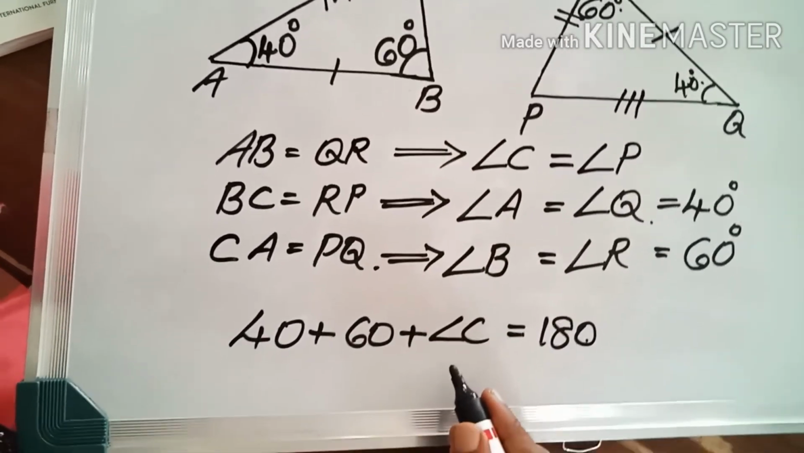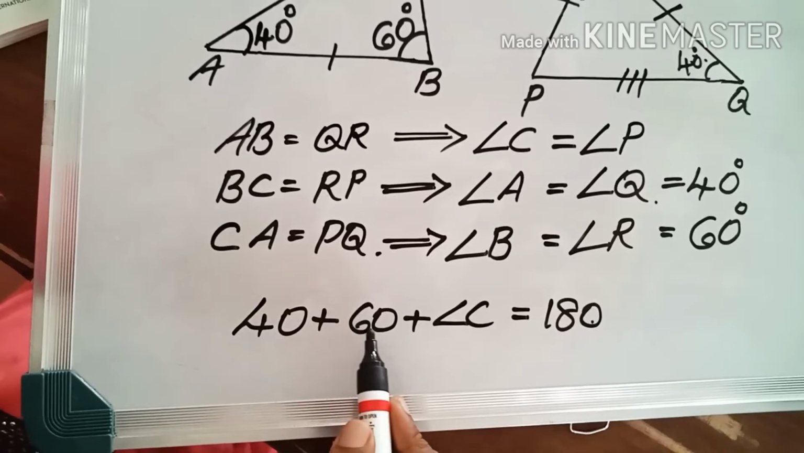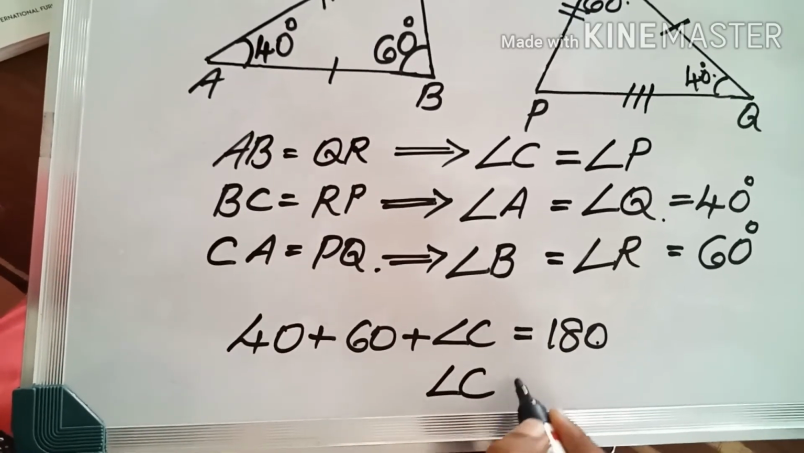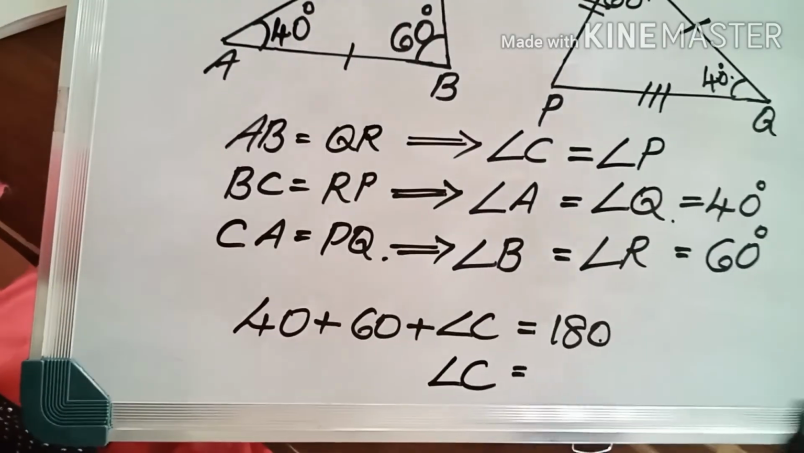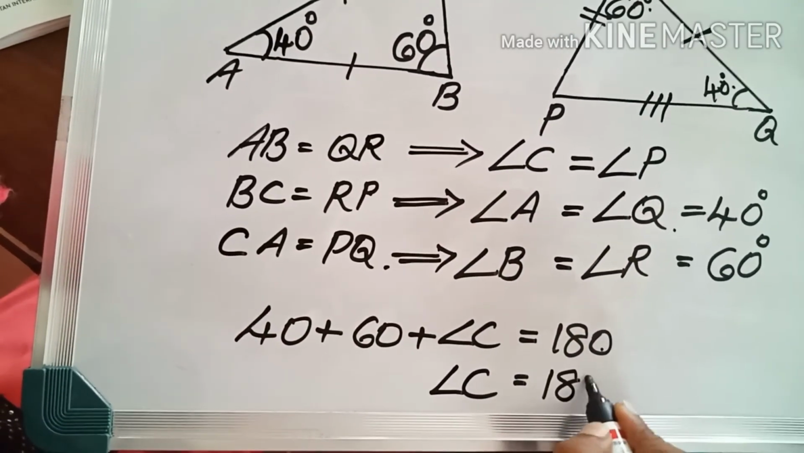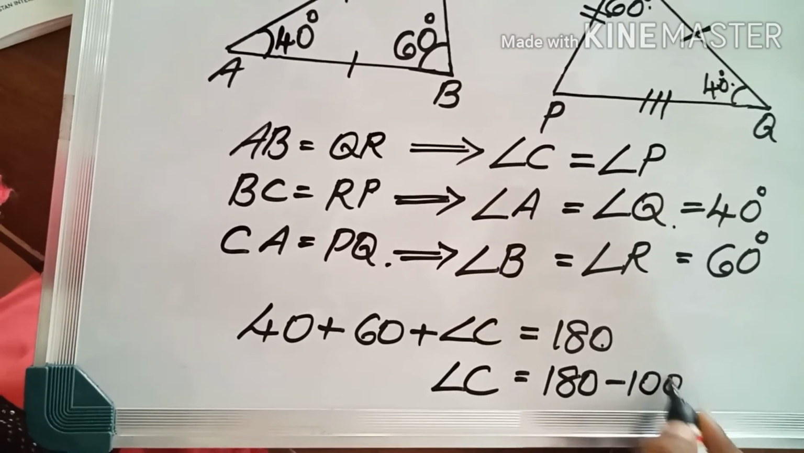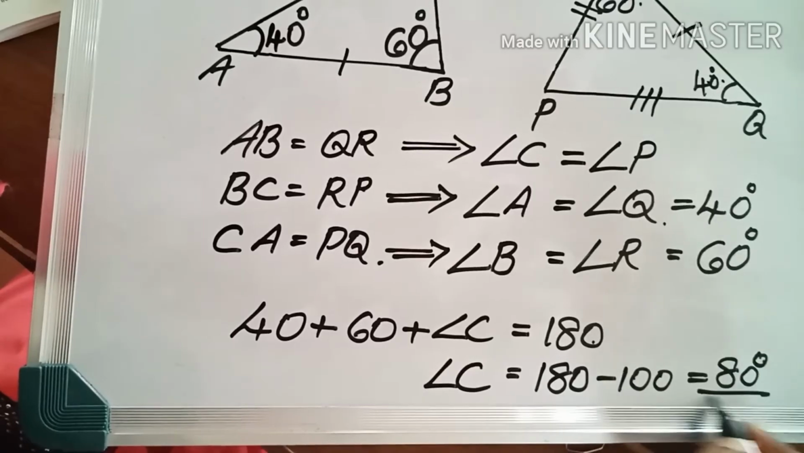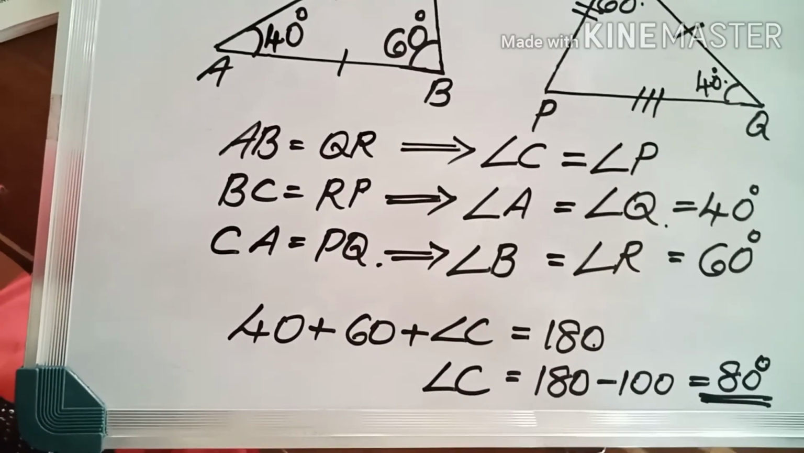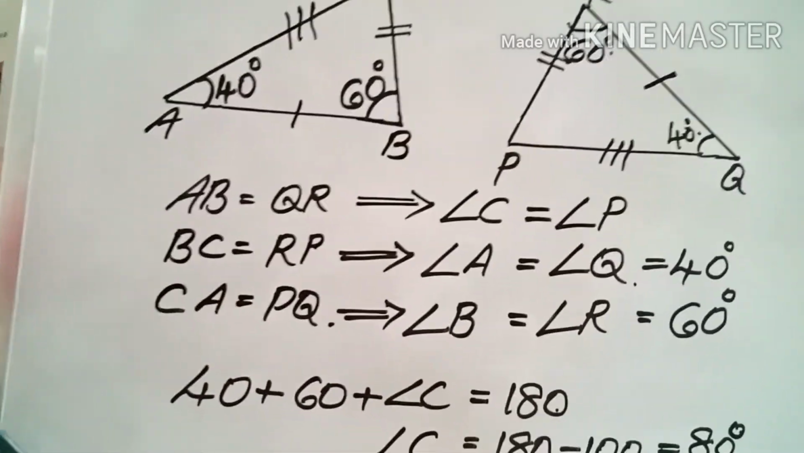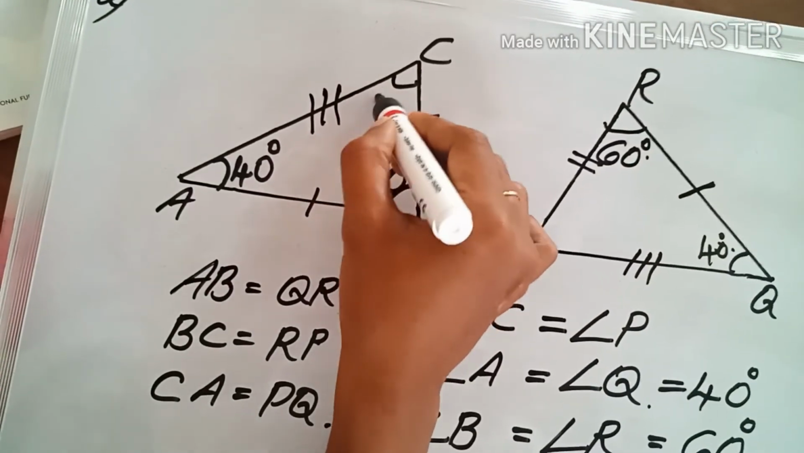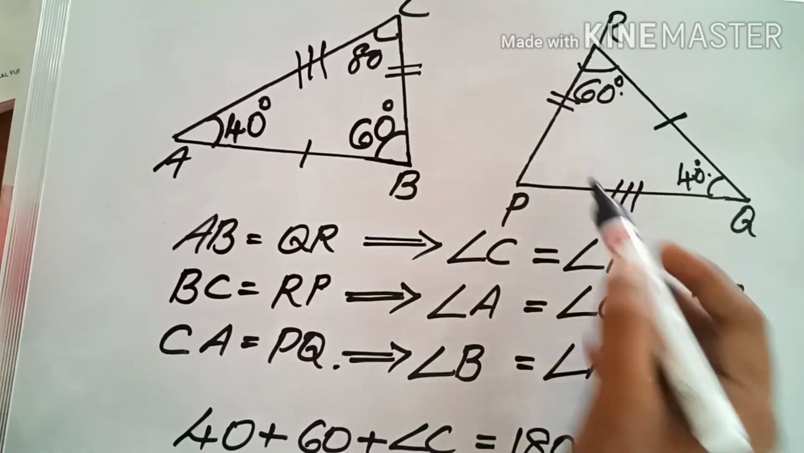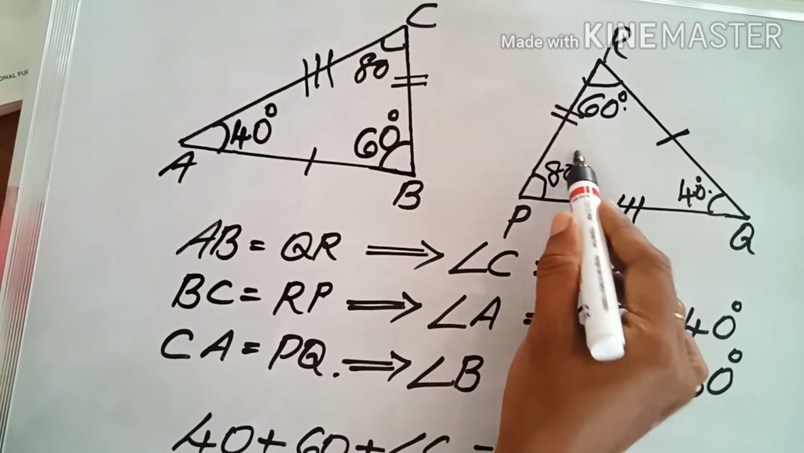Then how can you find angle C? Just add these two, 40 plus 60, that is 100. So angle C equals, take this 100 to the other side, 180 minus 100. So the answer will be 80 degrees. So the third angle is 80 degrees, that is angle C. So we can mark angle C as 80. Since angle C is 80 degrees, angle P will also be 80 degrees.